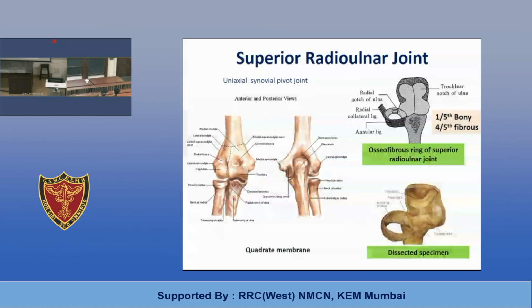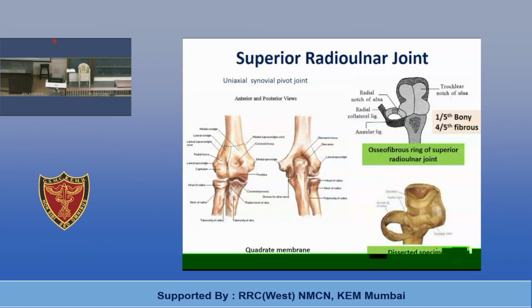If you see the head of the radius of a child and the head of the radius of an adult, there is a difference in the proportion of the diameters between head and neck. The head of the radius in adults has more diameter compared to the neck. That's why it is called the neck, the constriction that follows the head in adults. Whereas in children, the head and neck of the radius have almost equal diameter.